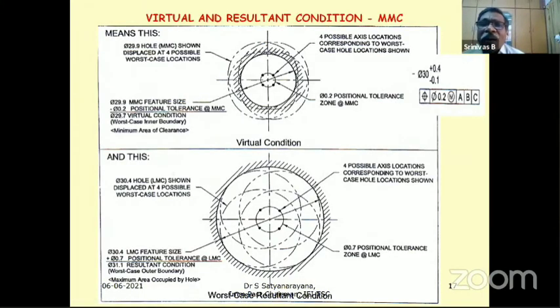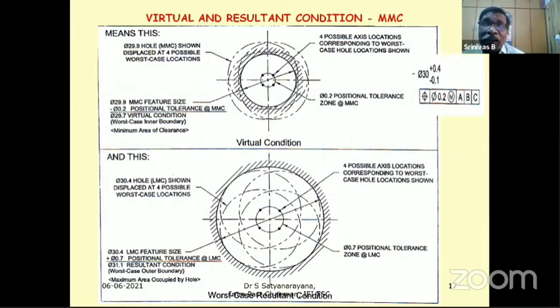Yeah, now, any questions? What is the definition I have given there for virtual condition? It is a boundary generated by FOS, feature of size. Hole is a FOS. Either at its MMC or its LMC, including the impact of zeta. Is the definition fitting there? I have used what size? MMC size. I have used geometric tolerance also. Then I arrived at virtual condition. And I am giving you resultant condition definition.